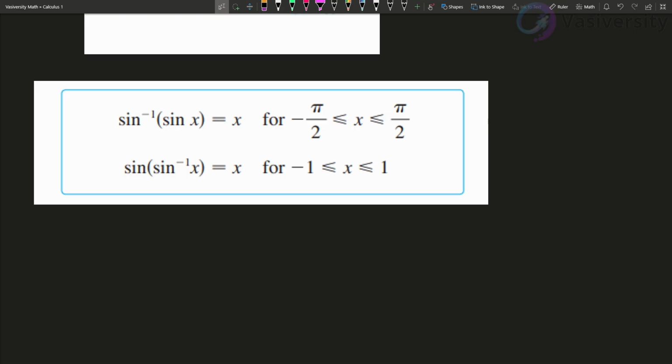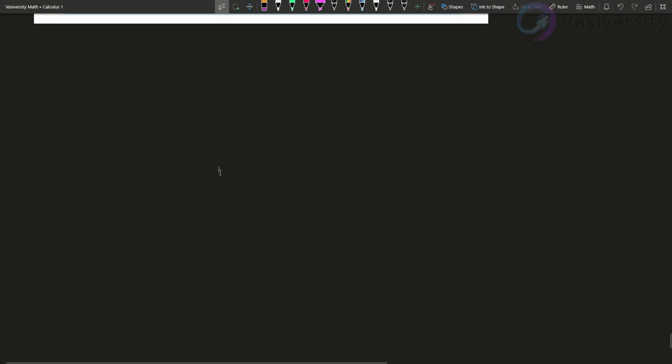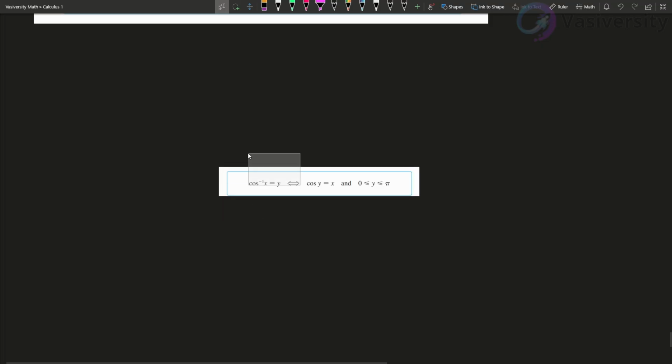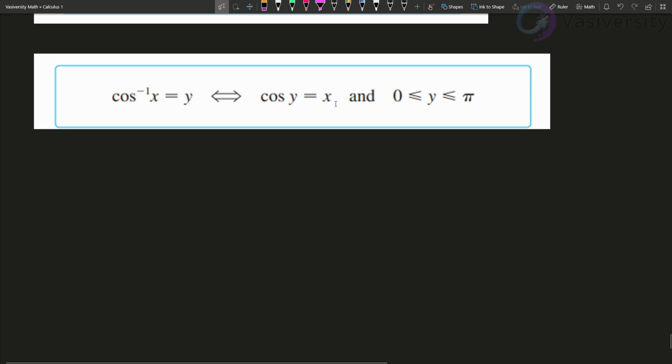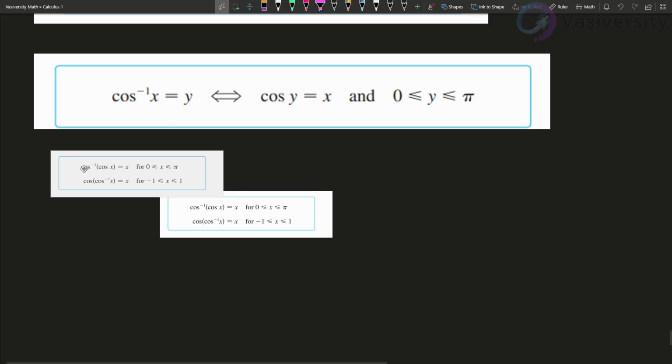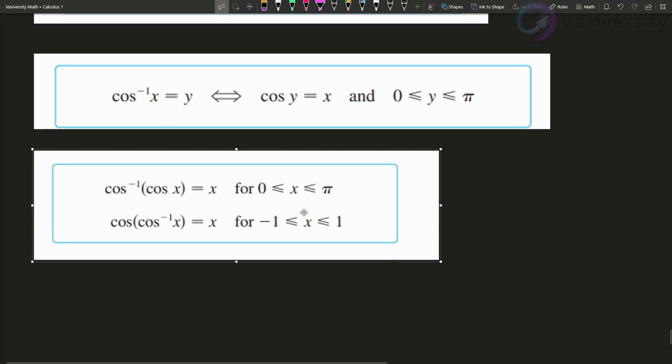So for cosine, we're going to have something very similar. The inverse cosine of x is equal to y, so cosine of y is equal to x, and y goes between 0 and pi, and it has similar properties to what the sine did. So inverse cosine of cosine x gives x when x is between 0 and pi. Cosine of inverse cosine of x is equal to x for -1 to 1.